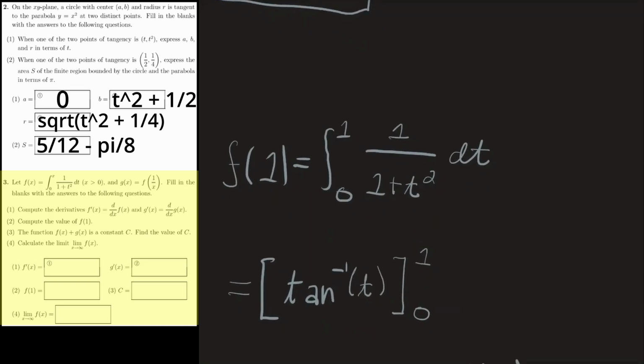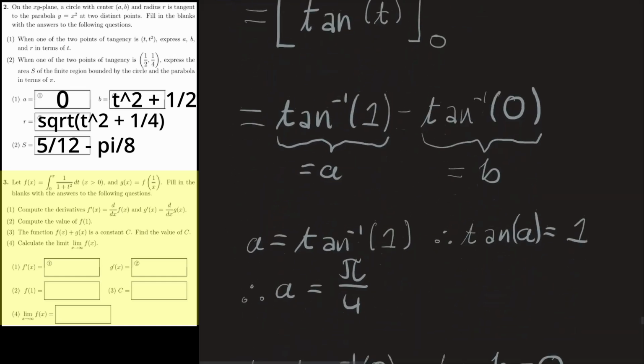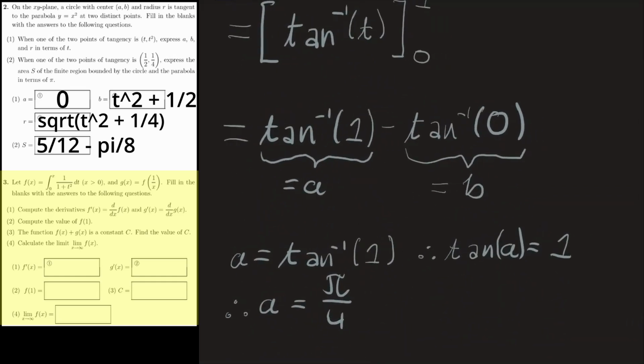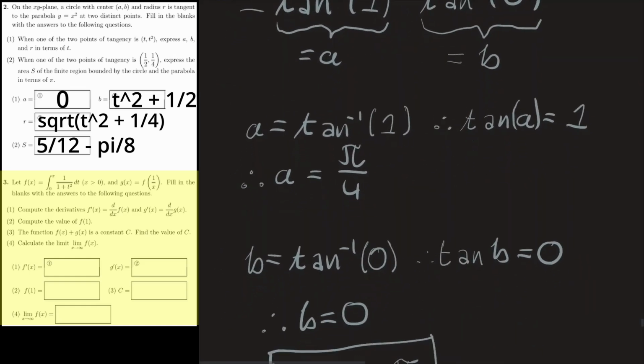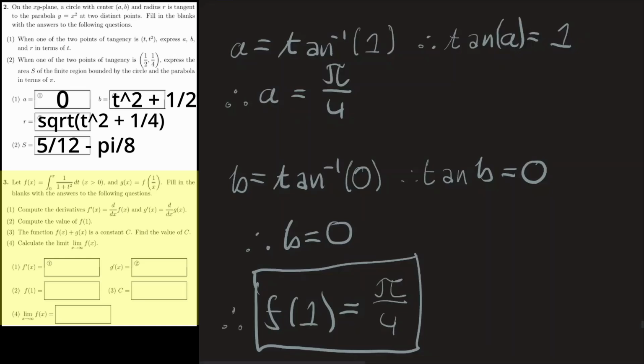And so the integral is inverse tangent of t from 1 to 0. So we need to find the inverse tangent of 1 and subtract from it the inverse tangent of 0. So I will set the inverse tangent of 1 equal to a, which means that the tangent of a equals 1. So a must be pi over 4. I then set the inverse tangent of 0 equal to b, which means that the tangent of b equals 0. So b must be 0, and therefore f of 1 is just pi over 4, and that is the answer to this part of the question.